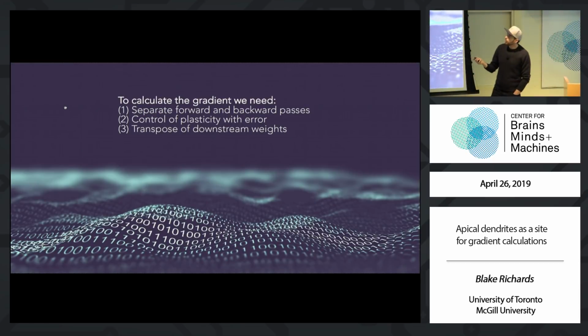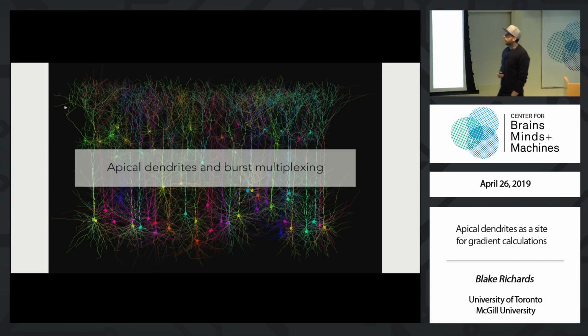All right, so here are the problems that I've identified for doing a gradient calculation if you do it in the straightforward way. And what I'm going to try to do is sequentially knock out each of these problems and show how the physiology of pyramidal neurons can actually permit you to learn without having to deal with each of these issues. Okay, so to start with, I'm going to describe a phenomenon that my collaborator Richard Naud describes as burst multiplexing, which can knock out that first issue for us.